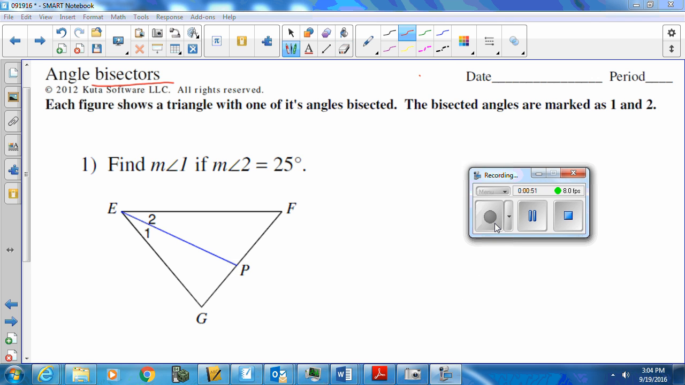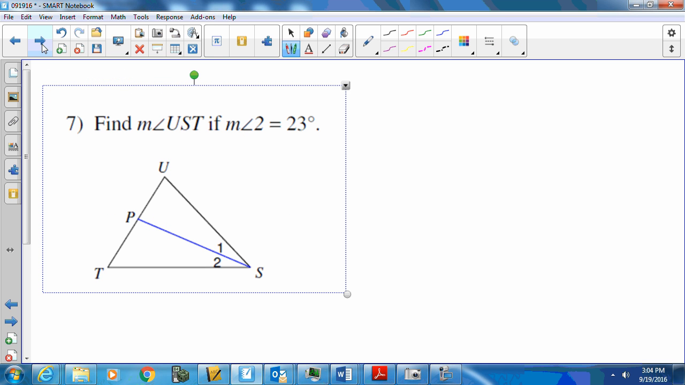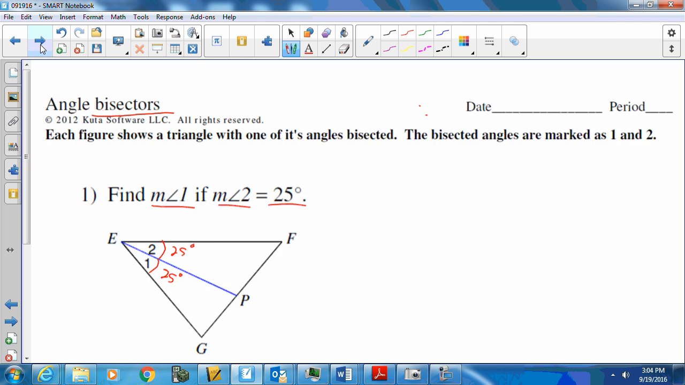All right? So let's look at the first one. It says measure of angle 1 if measure of angle 2 is 25 degrees. Well, if the measure of angle 2 is 25, that means the measure of angle 1 had to be 25. All right? That's number 1. Let's go to number 7.